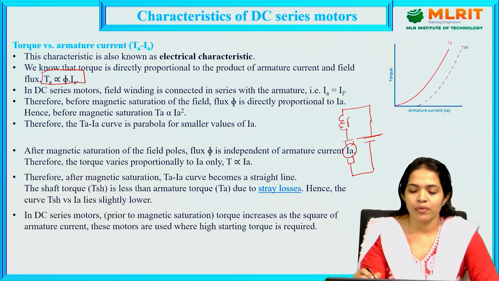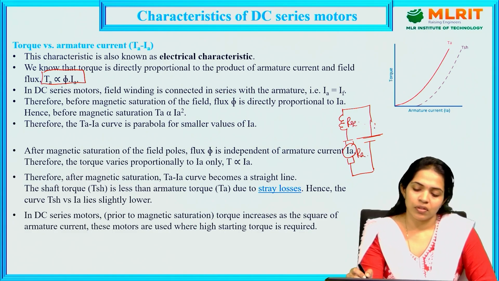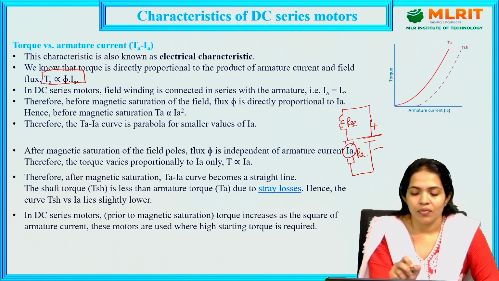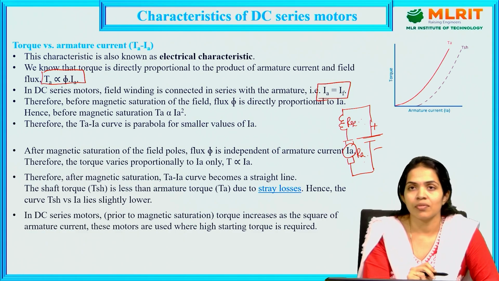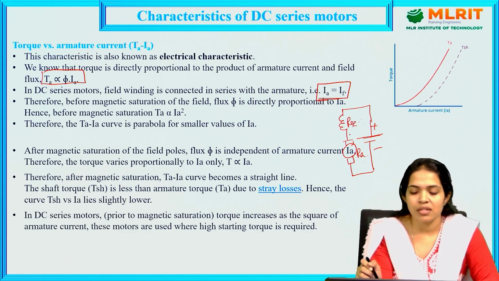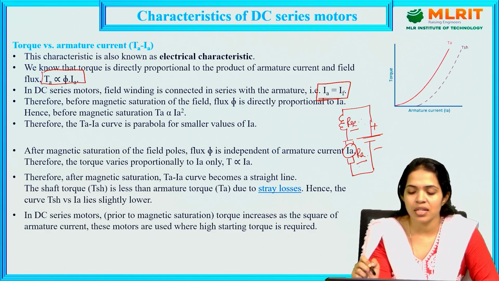So this is the field winding, this is the armature winding. When they are connected in series, I can consider that my armature current and the field current are both the same. As we know, in electrical circuits the current is the same in series connected circuits and the voltage is the same in parallel connected circuits. As this is a series motor, my field winding and the armature winding are connected in series, so I'm considering a single current, that is, the armature current is equal to the series field current.